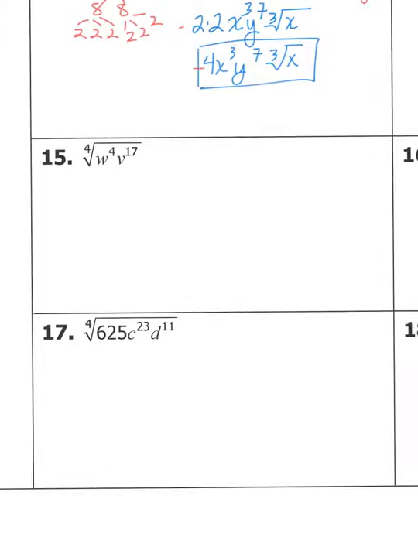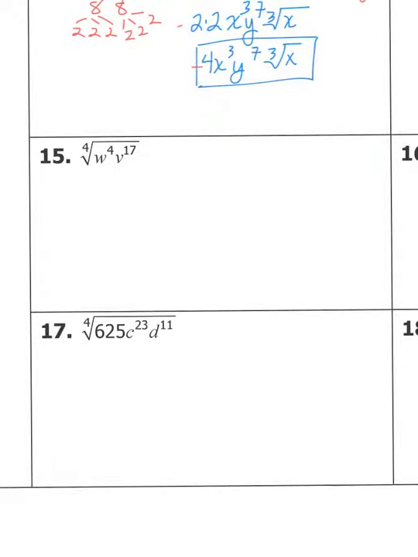Last 4. So this one just has variables, so I'm not going to have to prime factor anything. So I'm just going to divide each of the exponents by the index. So 4 divided by 4 is 1, so 1w comes out in front, nothing left over. 17 divided by 4, 4 goes in there 4 times, so v to the 4th. So then 4 times 4 is 16, that leaves 1 left over out of the 17. So I do have underneath the 4th root a single v.